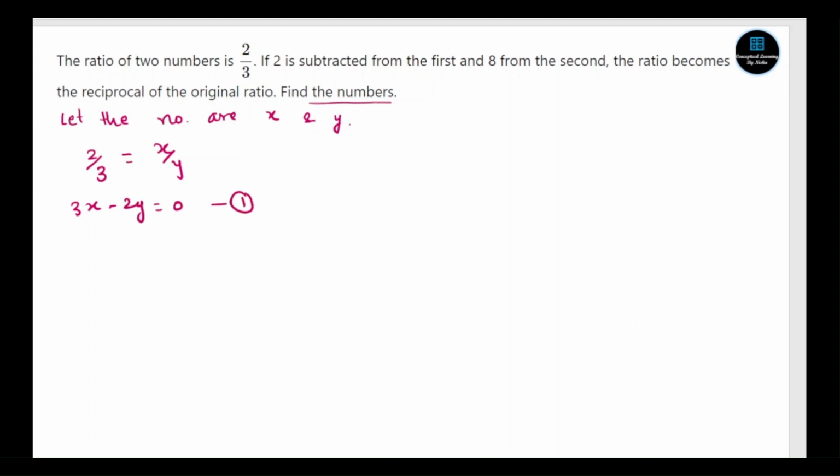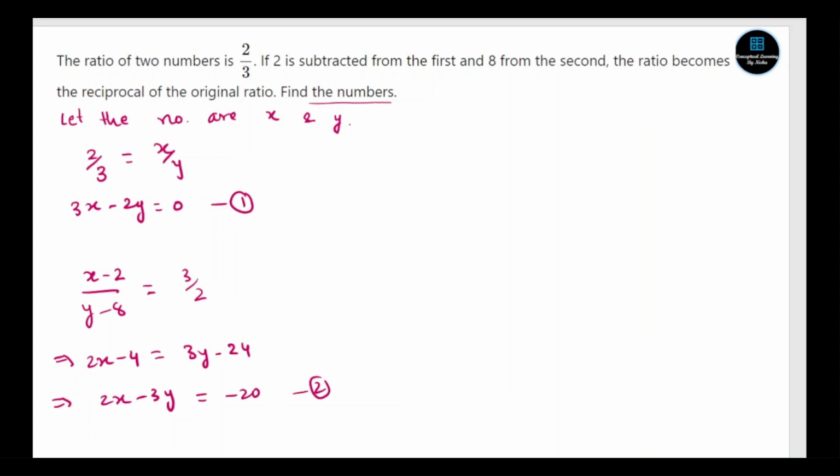Okay, now 2 is subtracted from the first number, so x minus 2, and 8 from the second, so y minus 8. Then the ratio becomes the reciprocal of the original ratio. Now original ratio is 2/3, so it is 3/2. Alright, and now again the same thing, cross multiply and simplify. So what do we get? 2x minus 4 equals 3y minus 24, and then 2x minus 3y equals minus 20. So I have two equations.